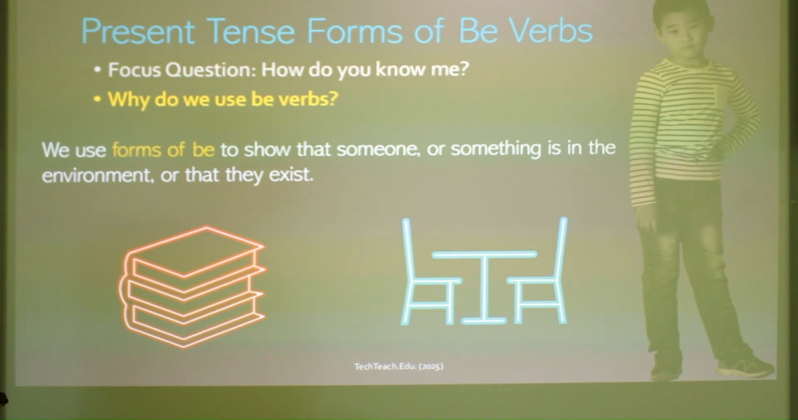And then we could think about the classroom situation. So you can say, I am at my desk. Am is a present tense form of be to speak about yourself, who is I. So then, up here we have a figure of a boy. The focus question says, how do you know me? Therefore, a student in a class can say, I am a boy, or I am a girl.